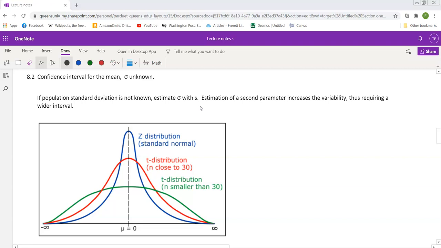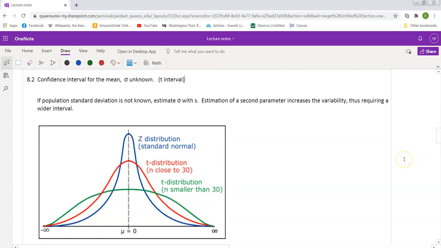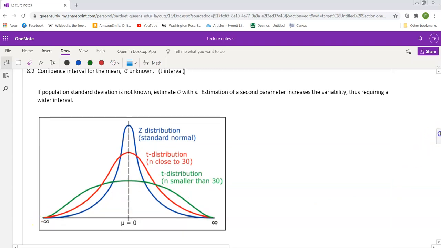To get the wider confidence interval, we have to have a different distribution. So we can't use the Z distribution anymore. We have to use the T. And I could call this up here the T distribution, or the T interval. Okay, so the other one was the Z interval, this one's the T. So the T distribution is basically the same shape as the Z. It's just wider.